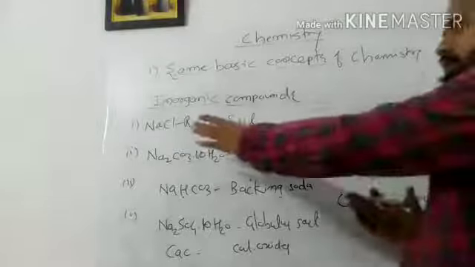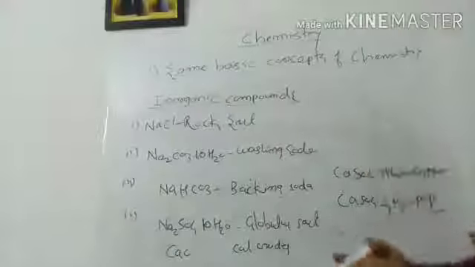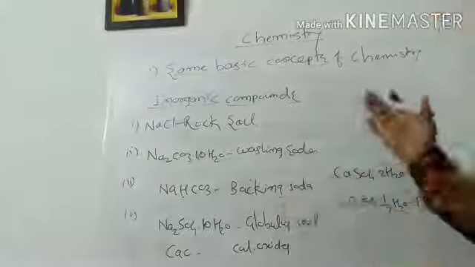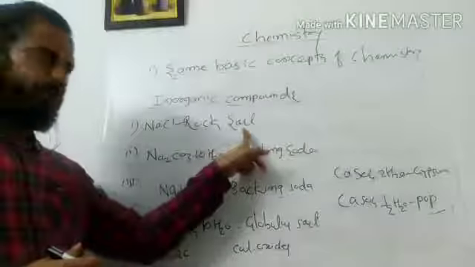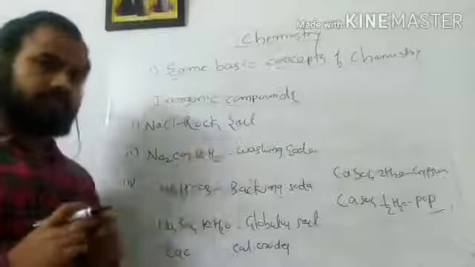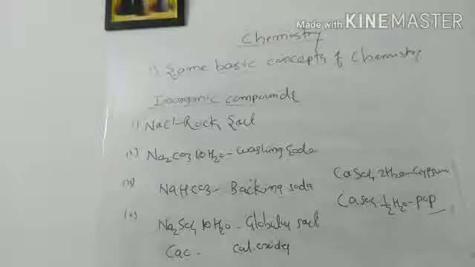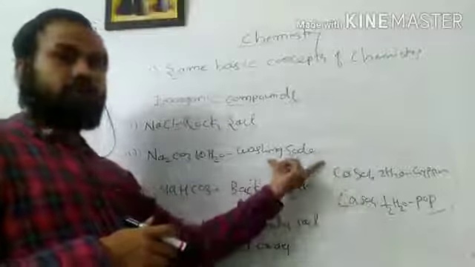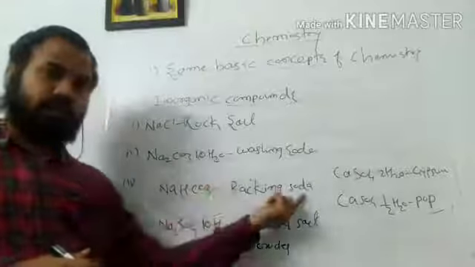I'm going to write down here the chemical formula as well as the chemical name of these compounds. Most of the time we have to use these compounds in chemical reactions, so I thought it would be useful for all of us. First example is NaCl, which we commonly call rock salt. Then second example, Na2CO3·10H2O, that is washing soda. Then third example, NaHCO3, baking soda, sodium bicarbonate.